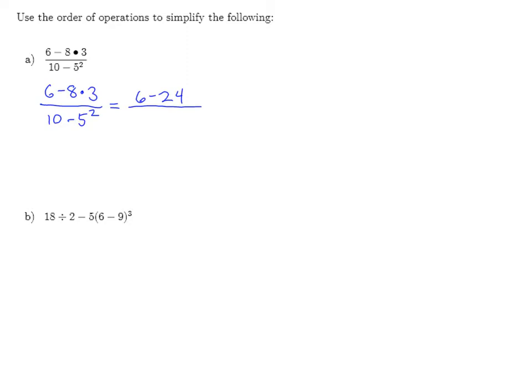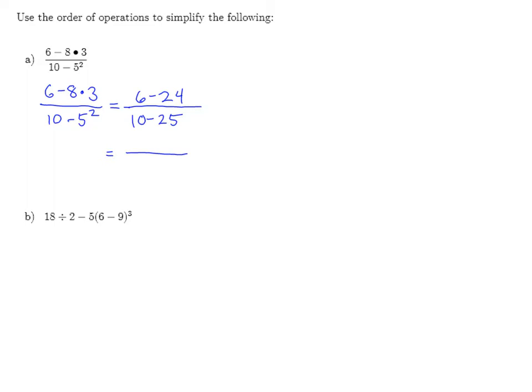In the denominator, we have subtraction, and then we have an exponent on 5. So that exponent will be applied before subtraction, and that will simplify to 10 minus 25 when we square 5. At this point, we have subtraction in each the numerator and denominator. So we'll subtract the two values in the numerator, and we'll subtract the two values in the denominator.